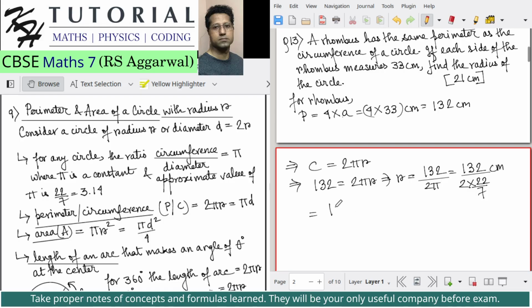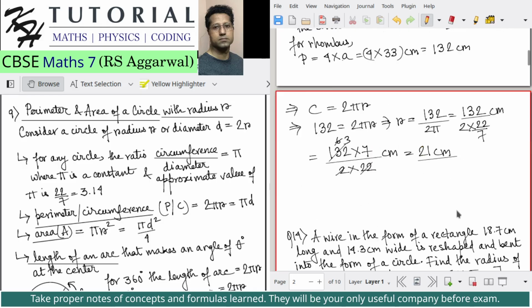Let's simplify. This is 132 multiplied by 7 divided by 2 multiplied by 22, this much centimeter. Okay, I guess 22 divides 132 with 6, and this is 3. So this is equal to 21 centimeter. So 21 centimeter is the radius of the circle, which has a circumference equal to the perimeter of the rhombus, whose side was given to be 33 centimeter. Okay, let's see the next problem.